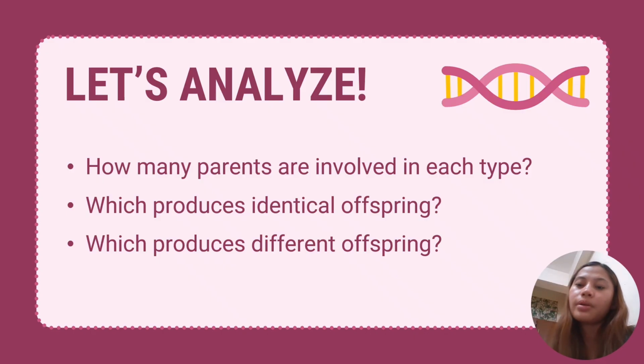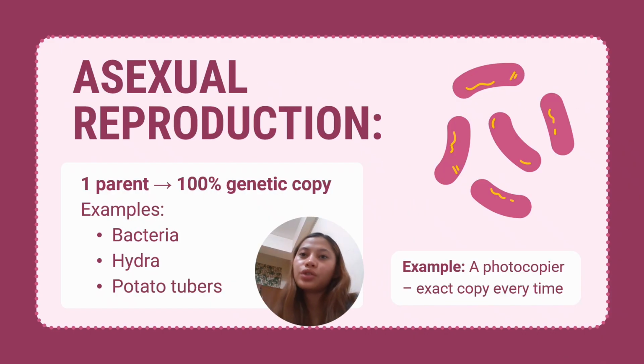So let's talk about asexual reproduction. In asexual reproduction, there is only one parent, and the offspring produced are exact copies of that parent, just like a photocopy. Since they are identical, there is very little variation. From the activity earlier, we had bacteria, starfish, and flowering plant, and they were all part of asexual reproduction.